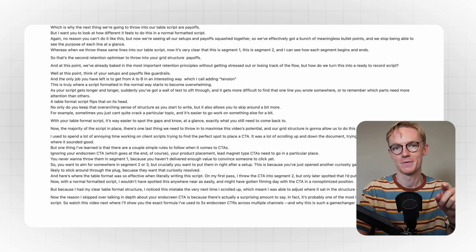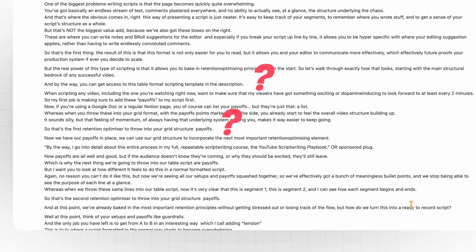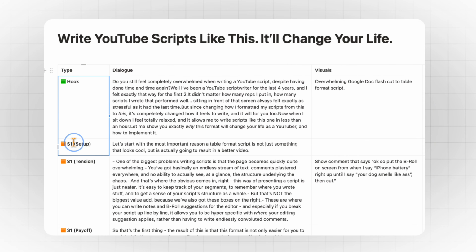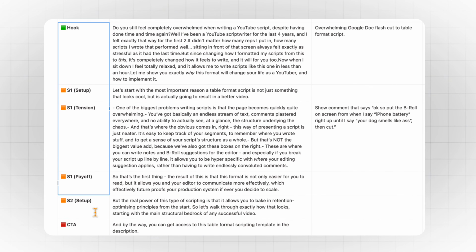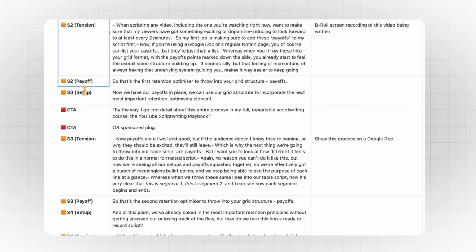But I want you to look at how different it feels to do this in a normally formatted script. Again, there's no reason why you can't do it like this, but now we're seeing all of our setups and payoffs squashed together. So we've effectively got a bunch of meaningless bullet points and we stop being able to see the purpose of each line at a glance. Whereas when we throw these very same lines into our table format script, now it's very clear that this is segment 1, this is segment 2, and I can see at a glance how each segment begins and ends.